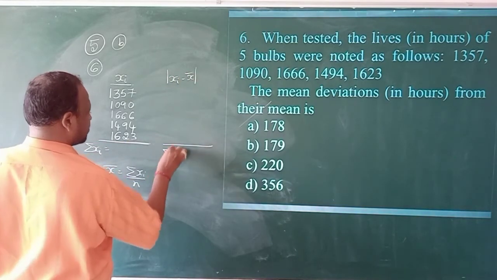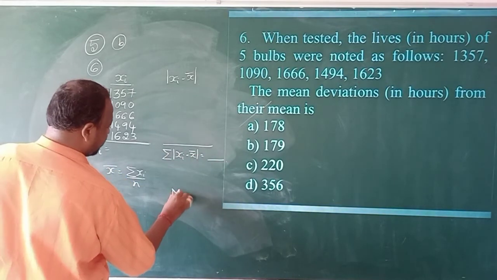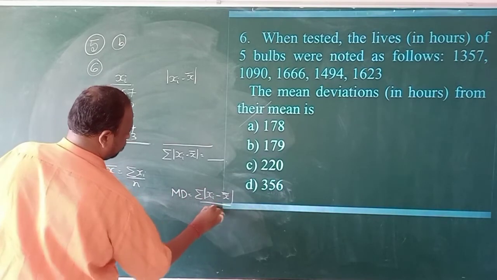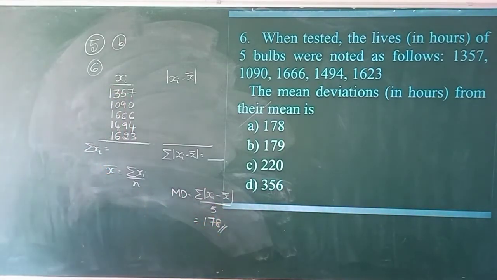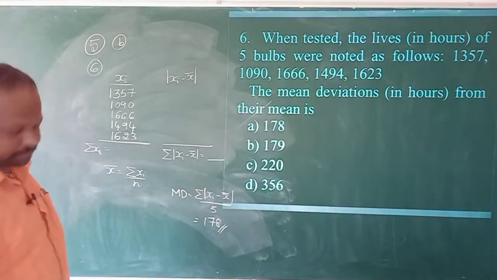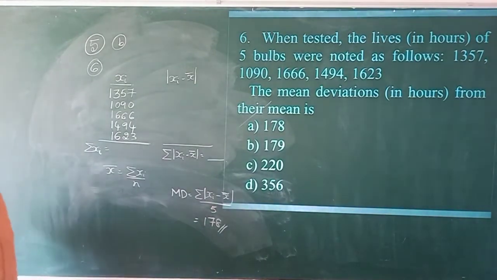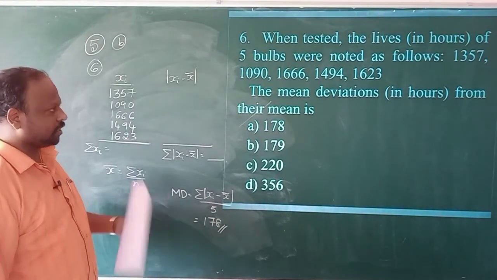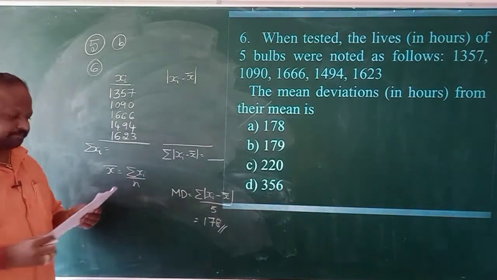and also calculate sigma xi minus x bar. So the mean deviation about the mean is given by 178. So you calculate this. They have given 5 observations. All 5 observations are 4-digit numbers. Since they are 4-digit numbers, I am leaving it to you. You can calculate easily. So mean deviation about the mean, finally you will get 178.